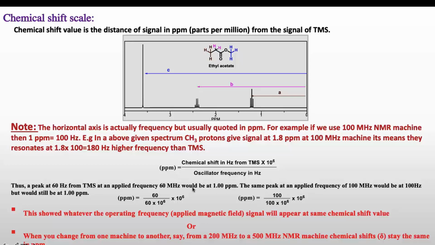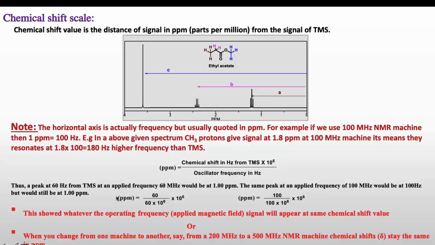We can see some examples. A peak at 60 Hz from TMS at an applied frequency of 60 MHz would be at 1 ppm. The same peak at an applied frequency of 100 MHz would be at 100 Hz, and it will be equal to 1 ppm. So we can calculate 1 ppm in a 60 MHz machine by applying this formula. The shift is 60 Hz and we are using a 60 MHz instrument. When we put this value here, we get 1 ppm. The same value if we use a 100 megahertz instrument, we get again 1 ppm. So this shows that 1 ppm is equivalent in all megahertz instruments.